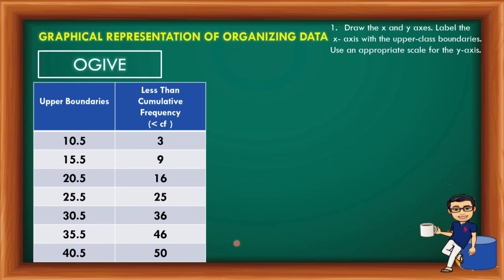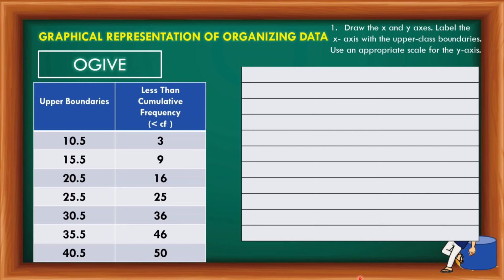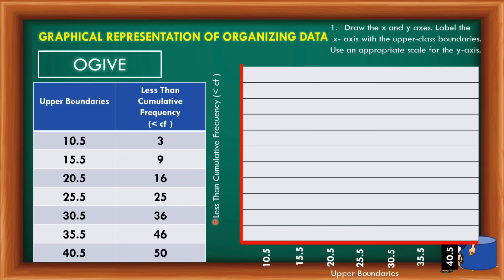So, ayan. Unahin natin ang less than cumulative frequency. So, lagay na natin ang ating upper boundaries. So, ayan. Ang upper boundaries natin ay sa x-axis, which is 10.5. Ito yon. Then, 15.5. Then, 20.5, 25.5, 30.5, 35.5, then 40.5. Okay, so yun yung ating magiging x-axis. Y-axis tayo. So sa y-axis naman, yun yung less than cumulative frequency. Hanggang 50 bago tayo matapos sa ating ipa-plot.